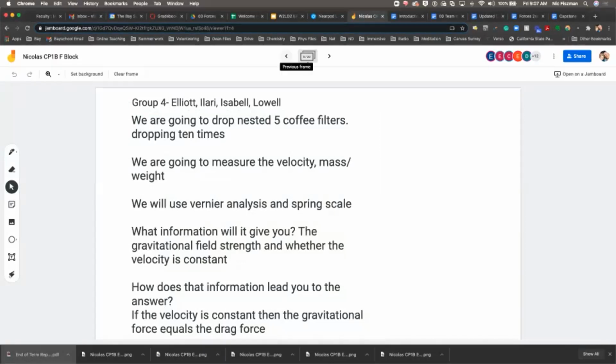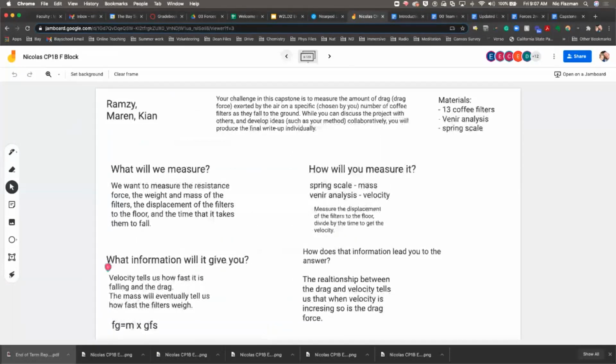Okay, so that's one group. So 5 coffee filters, 10 times. You're going to measure how fast it's going and its mass and weight using vernier and the spring scale. Okay. Ramsey, Marin, Keen.